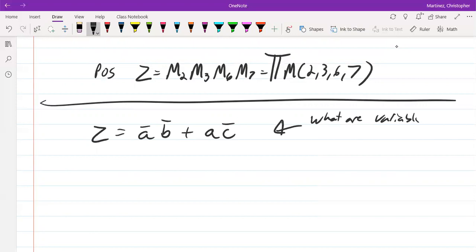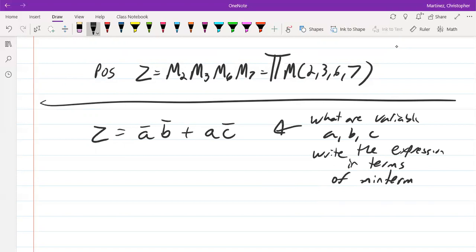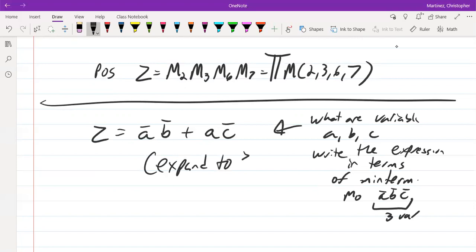Well, we have 3. We have A, we have B, and we have C. And I want to write the expression in terms of minterms. So minterms is, if I want little m0, I want an A bar, a B bar, and a C bar. We need 3 variables. Well, if I look at this equation, I don't have 3 variables. Everything has 2 variables. Well, I'm going to have to expand the equation. We're going to need to expand to 3 variables to find the minterms.